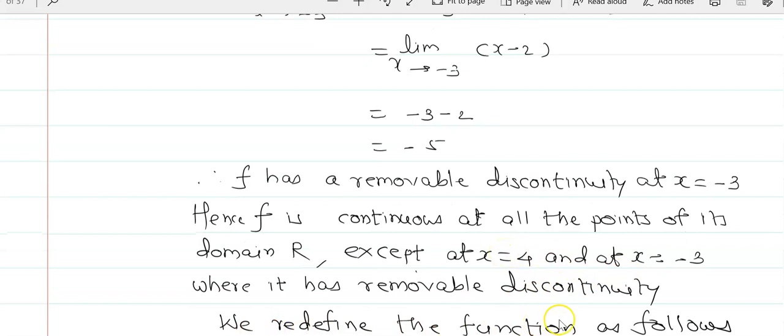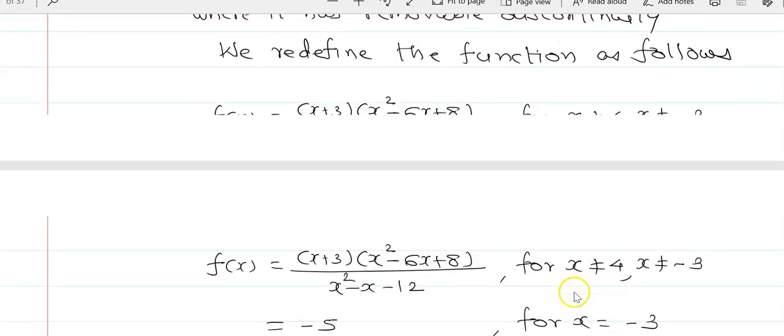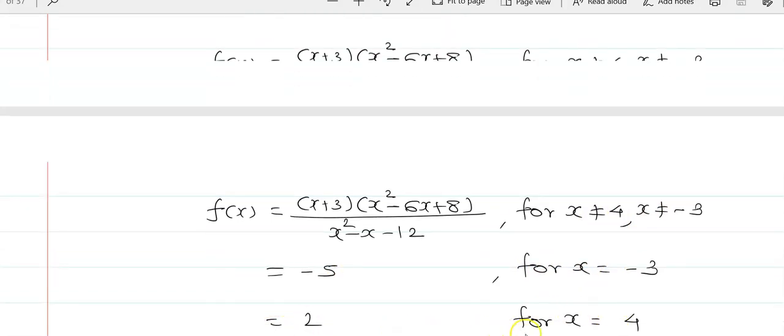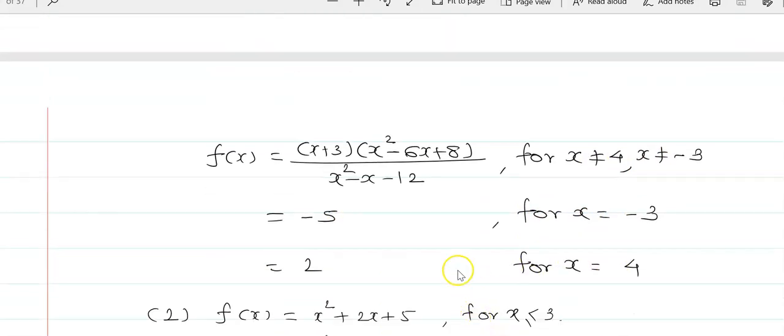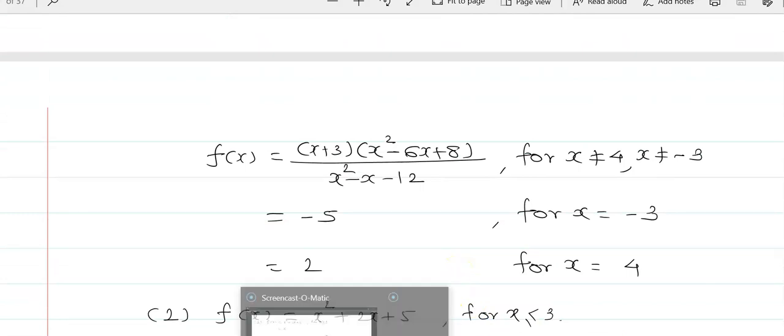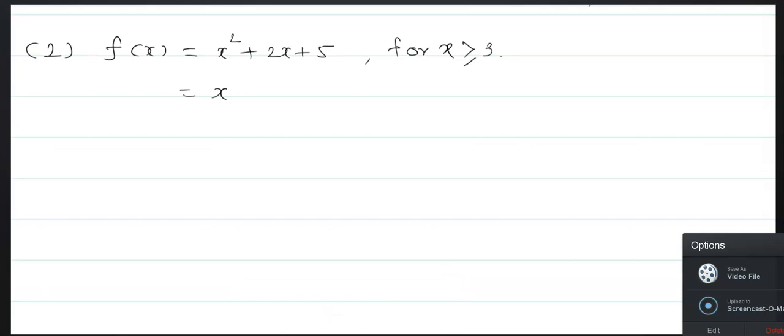We redefine the function as follows. That is, f of x is equal to (x plus 3)(x square minus 6x plus 8) upon (x square minus x minus 12) for x not equal to 4 and x not equal to minus 3, equal to minus 5 for x is equal to minus 3, and equal to 2 for x is equal to 4. Therefore, we redefine the function. Now see this again here.